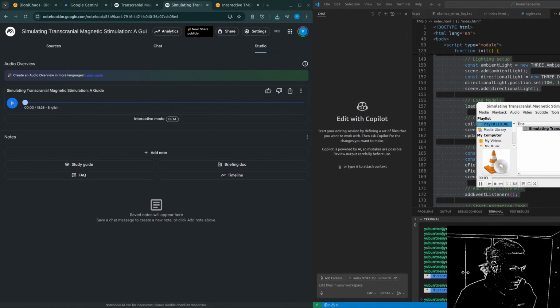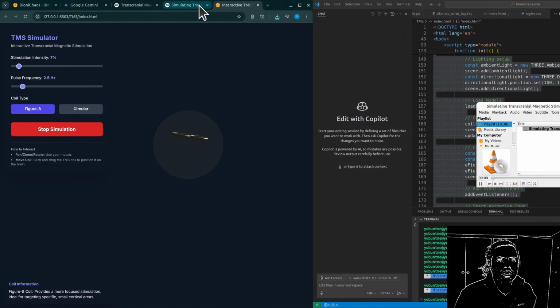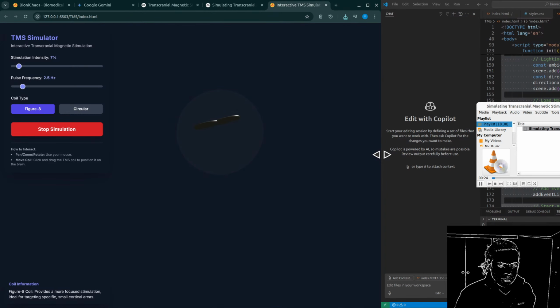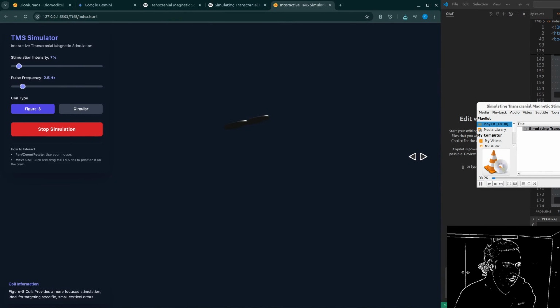Imagine for a moment being able to visualize something invisible. Yeah, like seeing exactly how a magnetic pulse from outside the skull creates an electrical field inside the brain and influences activity. It sounds incredibly complex, maybe a bit sci-fi even. It does. But that's exactly what we're diving into today: the world of transcranial magnetic stimulation simulation.